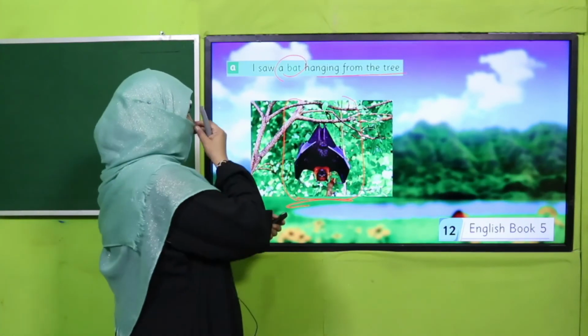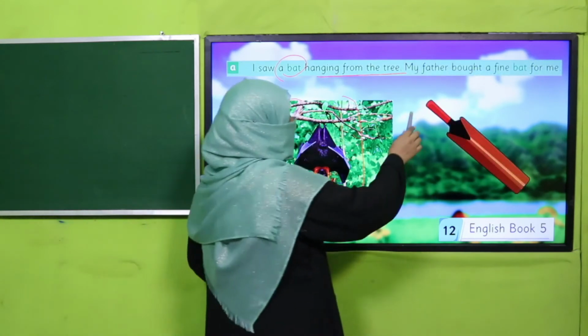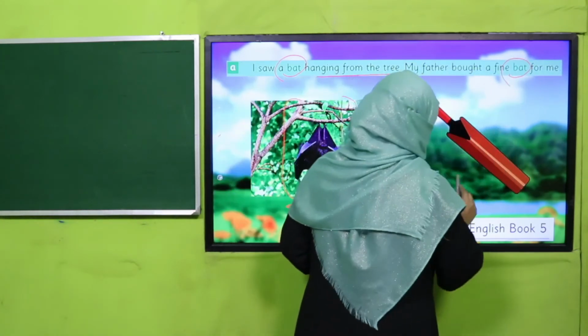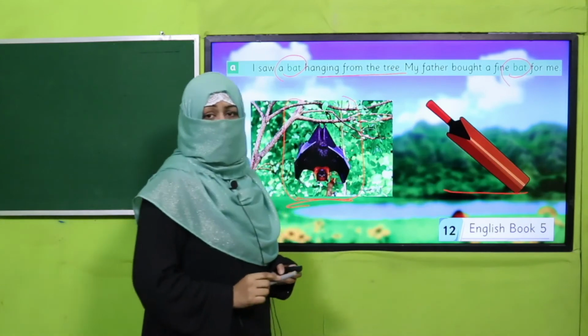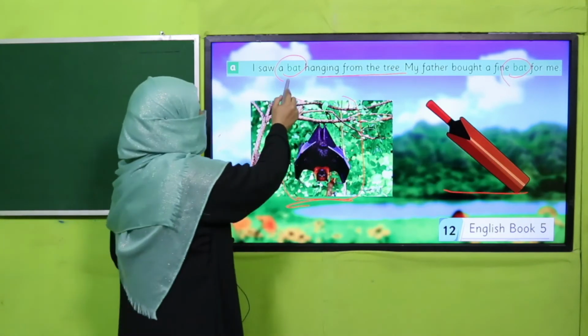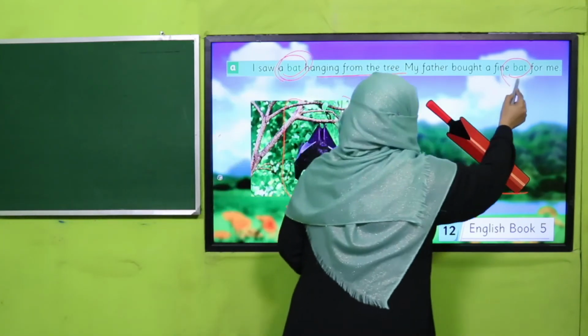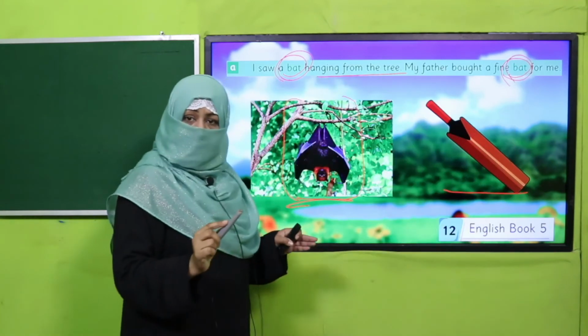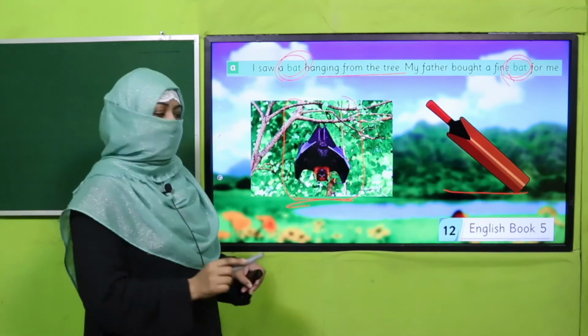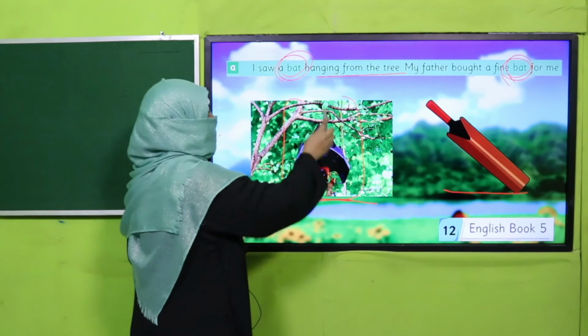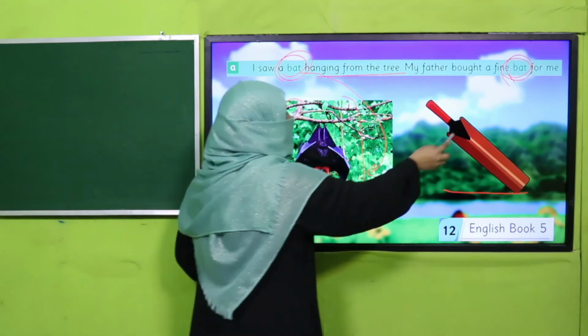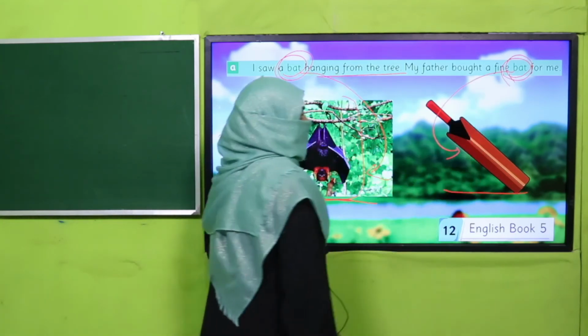All right. And the other bat, my father bought a bat for me. So this is a bat you use for playing cricket, right? Now you see bat and bat. They have the same spelling, they have the same pronunciation, but this bat refers to this animal and this bat refers to this thing. All right?